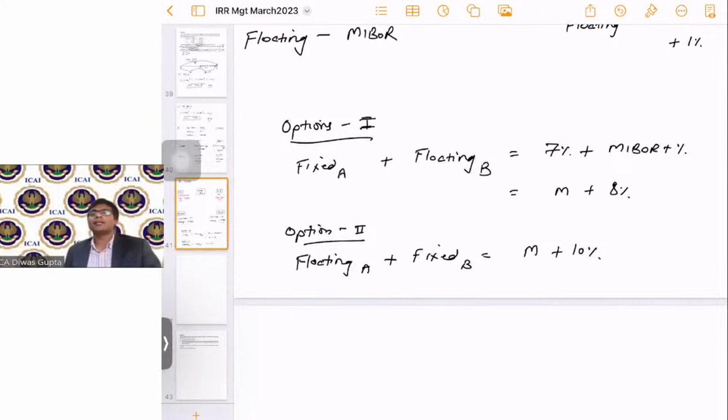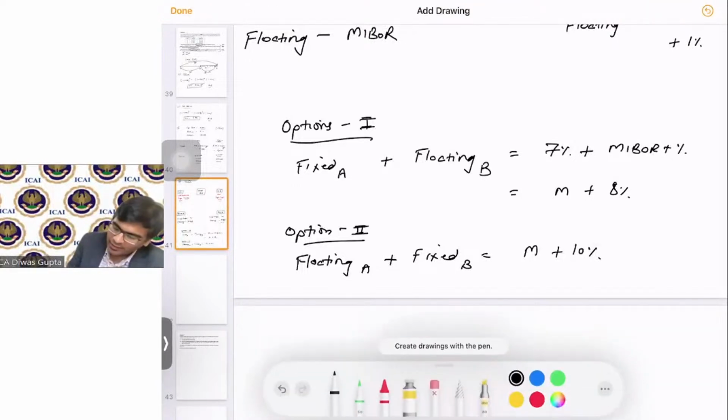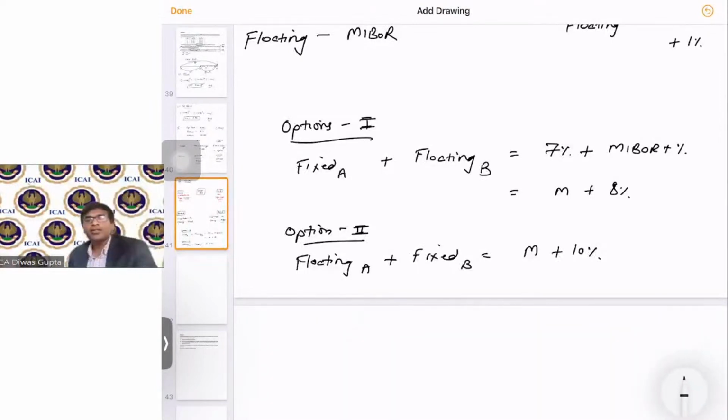Okay, students, I think the discussion till now is very clear. There are two options that this swap bank has already analyzed, and it is contemplating that the cheapest option is option 1, in which the overall cost of borrowing comes as M plus 8, compared to option 2, where it comes as M plus 10. So it will say, okay, I will ask company A to borrow in fixed and company B to borrow in floating.